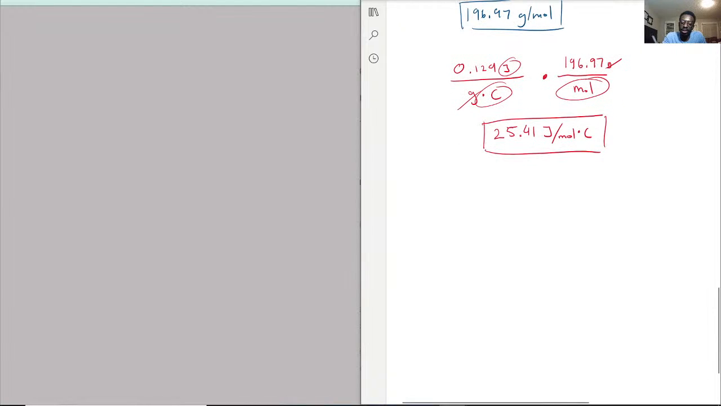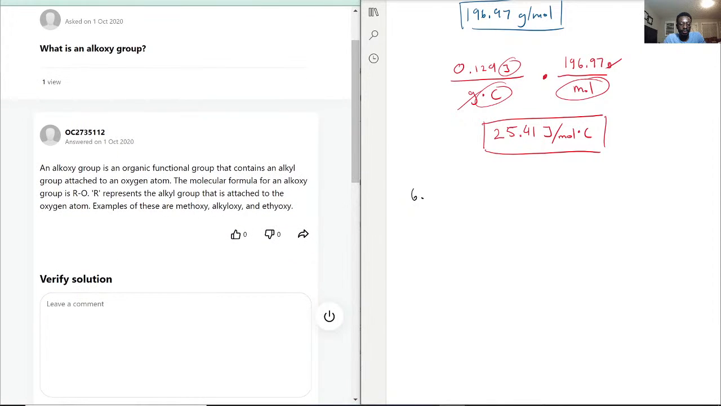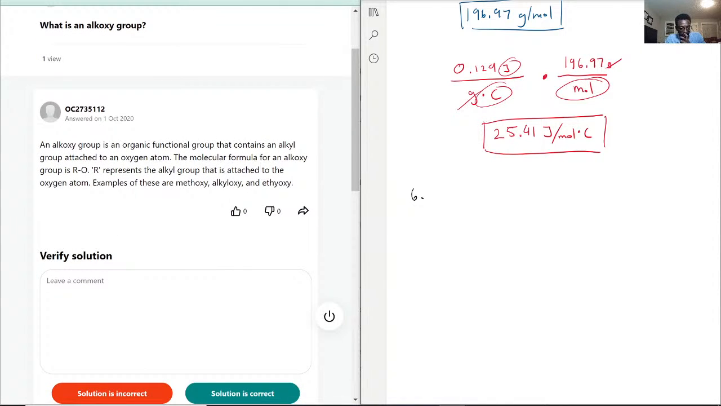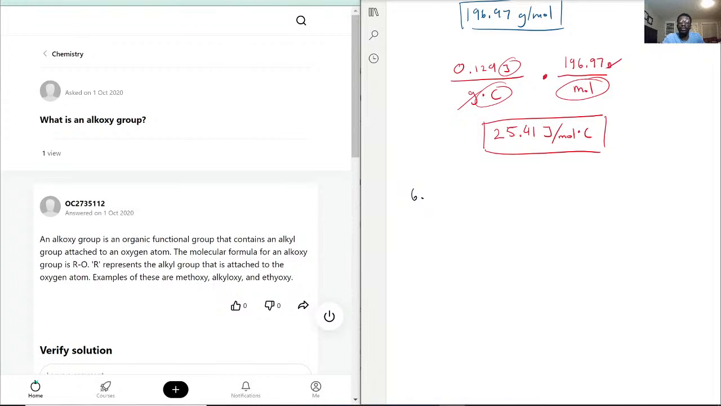Question 6. So now this question is asking, what is an alkoxy group?